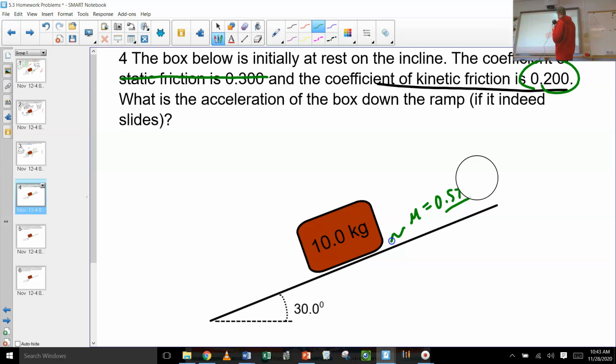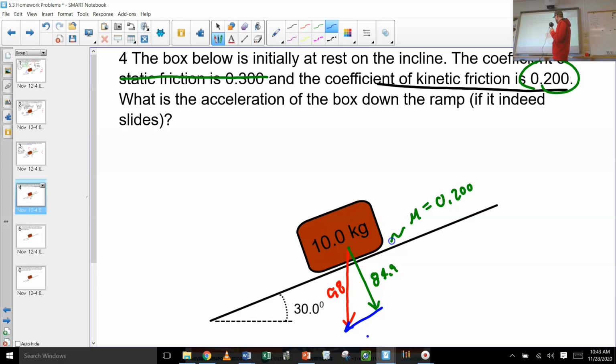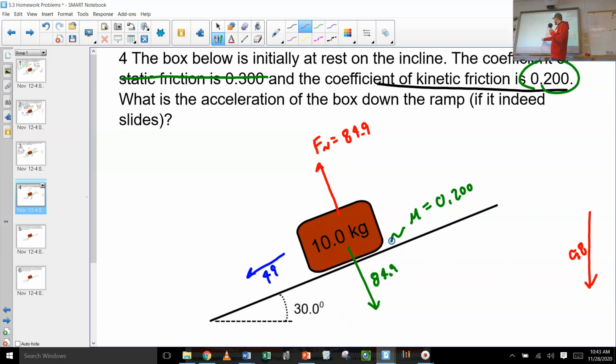Now, once it's sliding, I use the kinetic friction, 0.2. So again, all my forces, my force of gravity, which is again 98, I broke it down into its perpendicular, which was 84.9, and then the parallel is 49. My normal force is 84.9. So gravity, I'm going to take it away. I'm going to be pulled down the hill at 49, and now I can find friction.